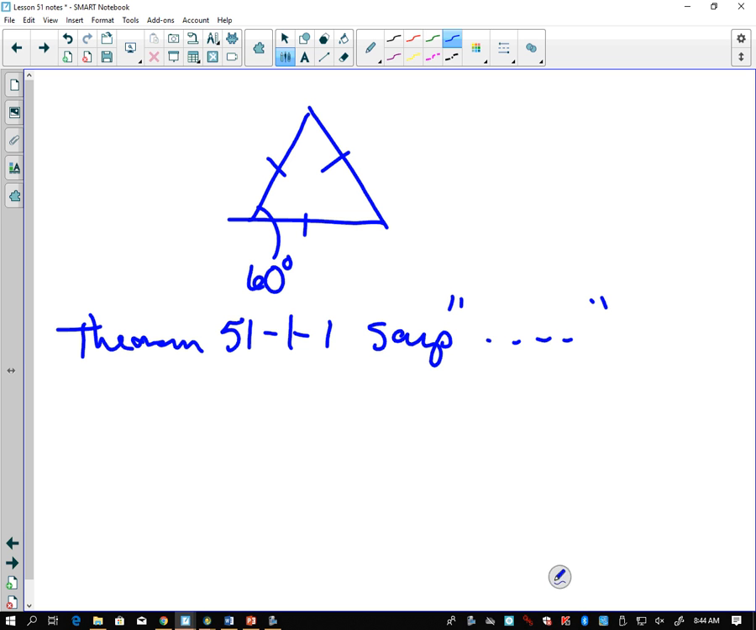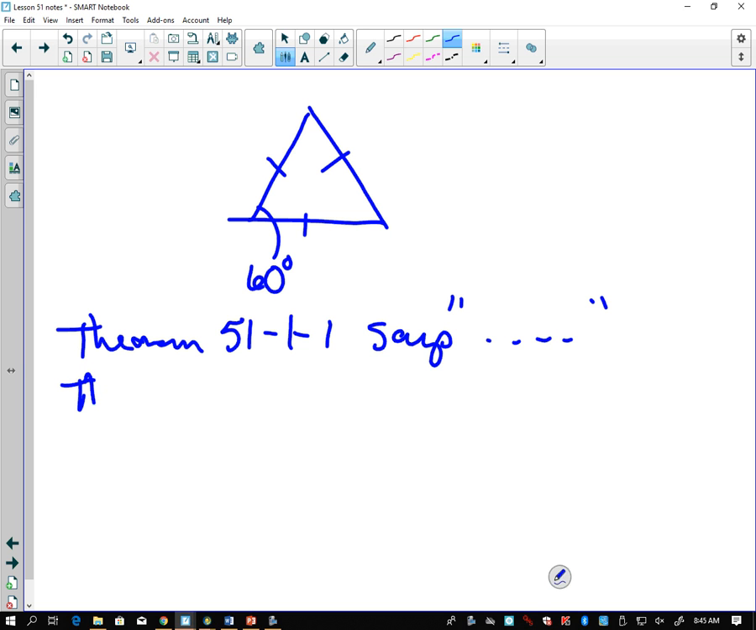Now, basically what it says is that if a triangle is equilateral, then it is equiangular. Is that what it actually says? Read it for me. Theorem 51-1-1. What does it say? Then it is equiangular, right? If it's equilateral, then it's equiangular. So how do I apply that information? Because this shouldn't be the only sentence I write. Theorem 51-1-1 says, and I'm stating it, now I have to use that information.